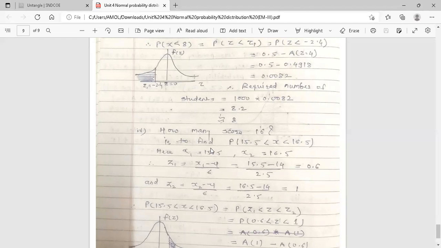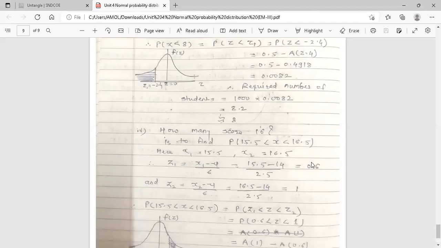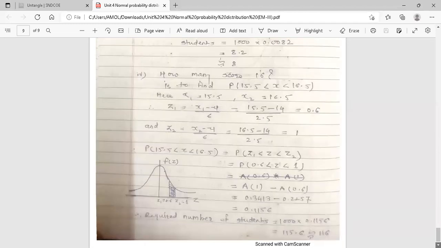Here you assume x1 is 15.5 and x2 is 16.5. Now you convert x1, x2 in terms of z1, z2. So z1 is (x1 minus mu) upon sigma. Here x1 is 15.5, and mu and sigma are the same throughout this example, 14 and 2.5 respectively. Put in the values and simplify, and it is 0.6. Then z2 is (x2 minus mu) upon sigma, so 16.5 minus 14 upon 2.5, which simplifies to 1. Z2 is 1.